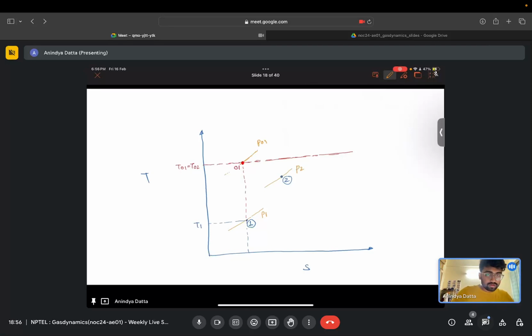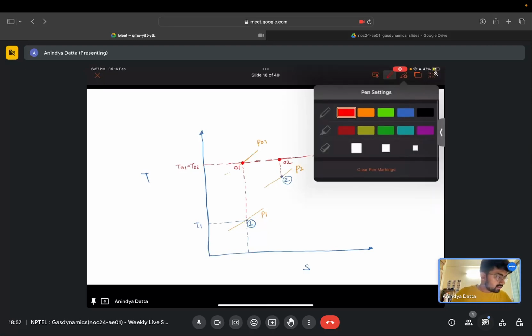Okay, so you see automatically we get P2 is greater than P1, because the isocontour corresponding to P2 is lying over P1. Now the corresponding stagnation state, you have to lie on this horizontal red line so that T2 is equal to T02. Okay, so this is our 02 state.